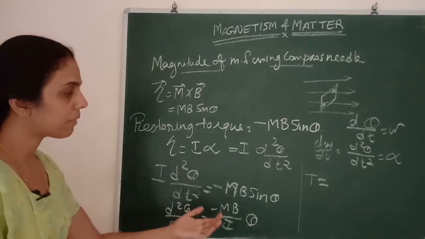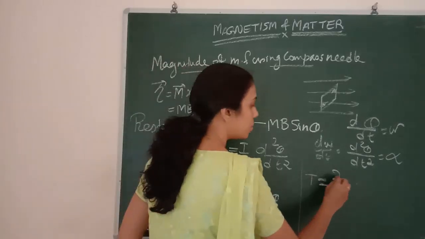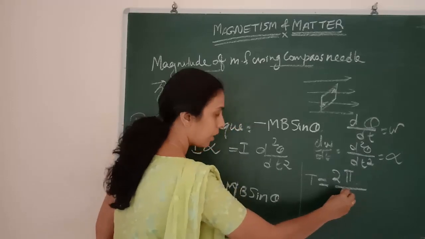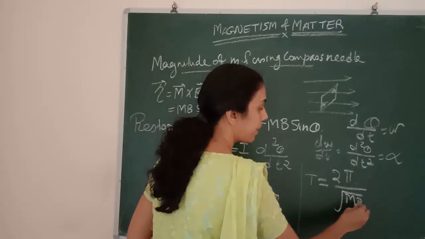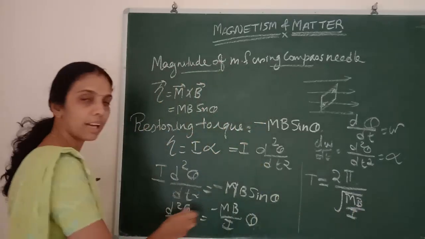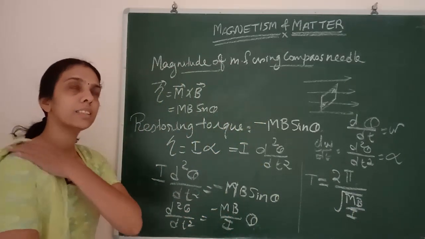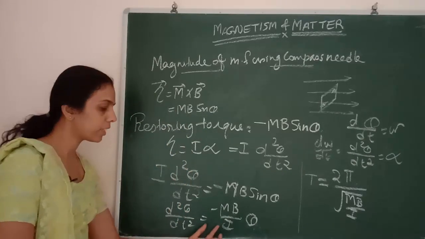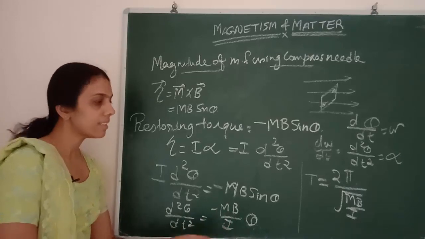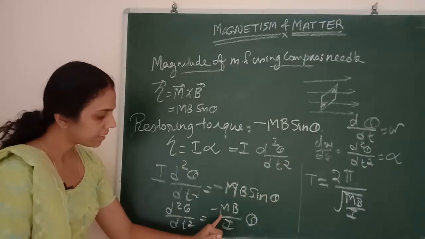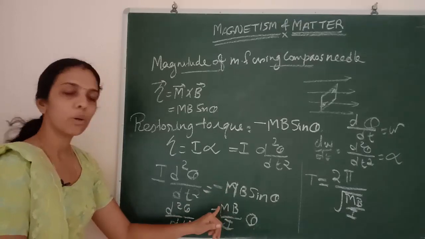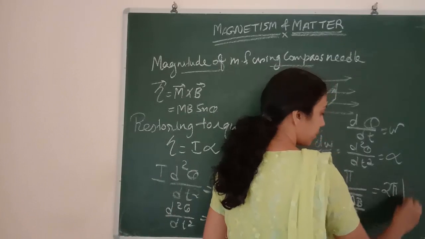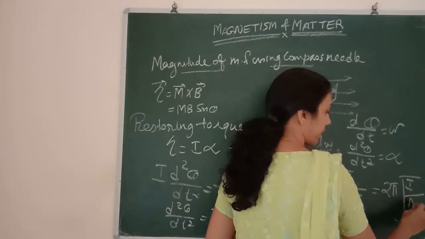So what will be the value of T here? T equals 2 pi by omega. Omega is root of MB by I. This one you are remembering, right? In last year you would have learned about oscillation: d square x by dt square equals minus omega square x, isn't it? So T equals 2 pi by omega. In place of omega, here it is root of MB by I. So we will get T as 2 pi into root of I by MB.